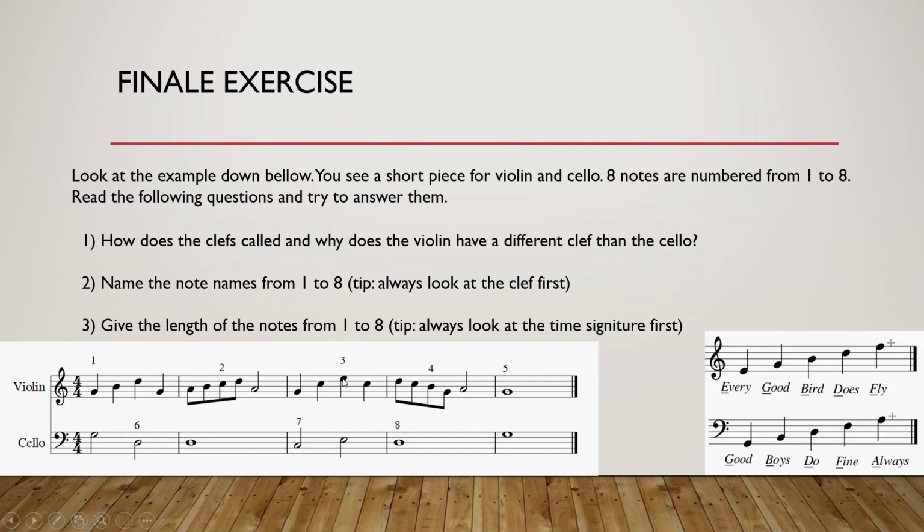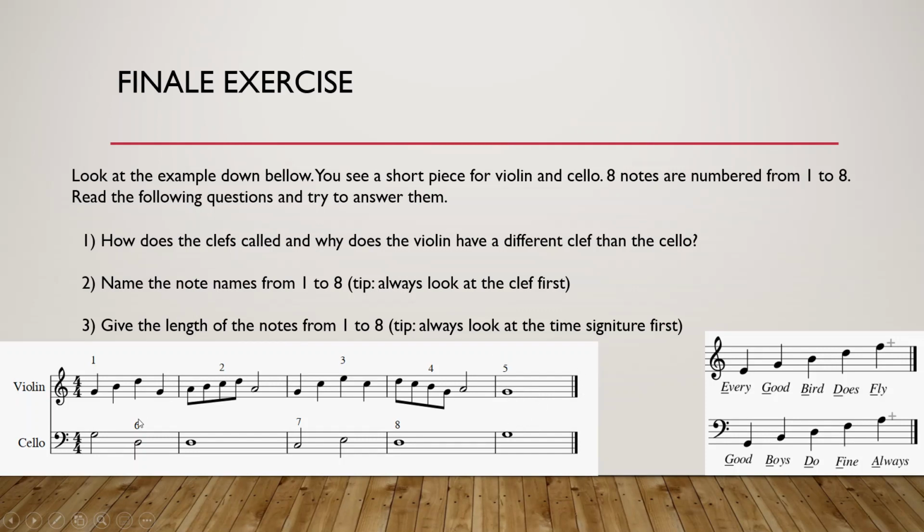Note 3 is between line 4 and 5. Every good bird does D, fly F. Between D and F is E. So note 3 is an E. The fourth note is on the third line. Every good bird B. Easy. And the fifth note is on the second line. Every good G is a G.